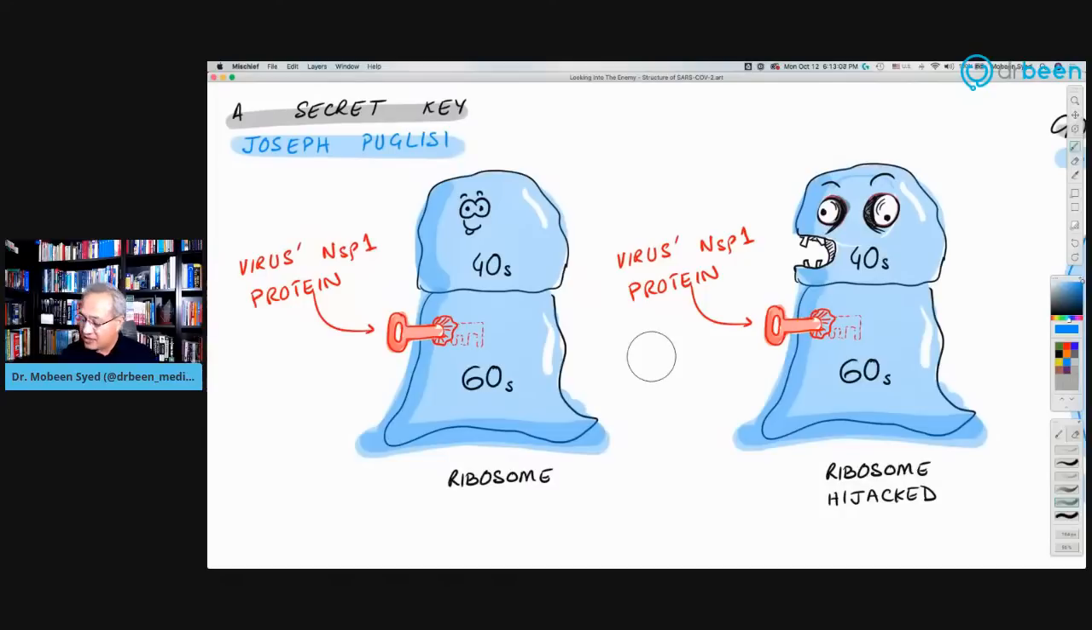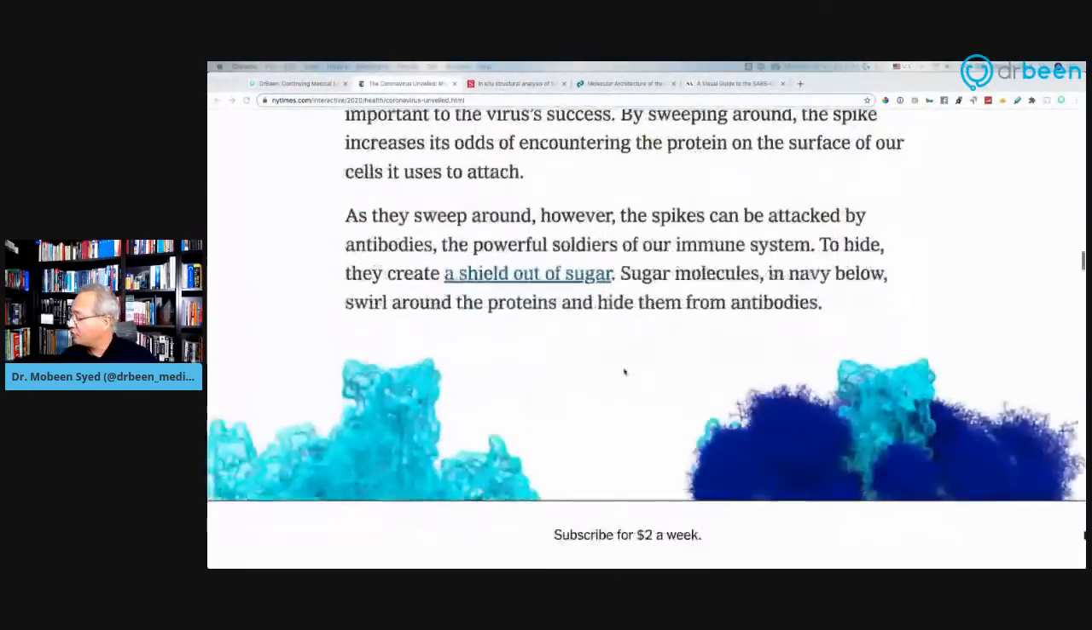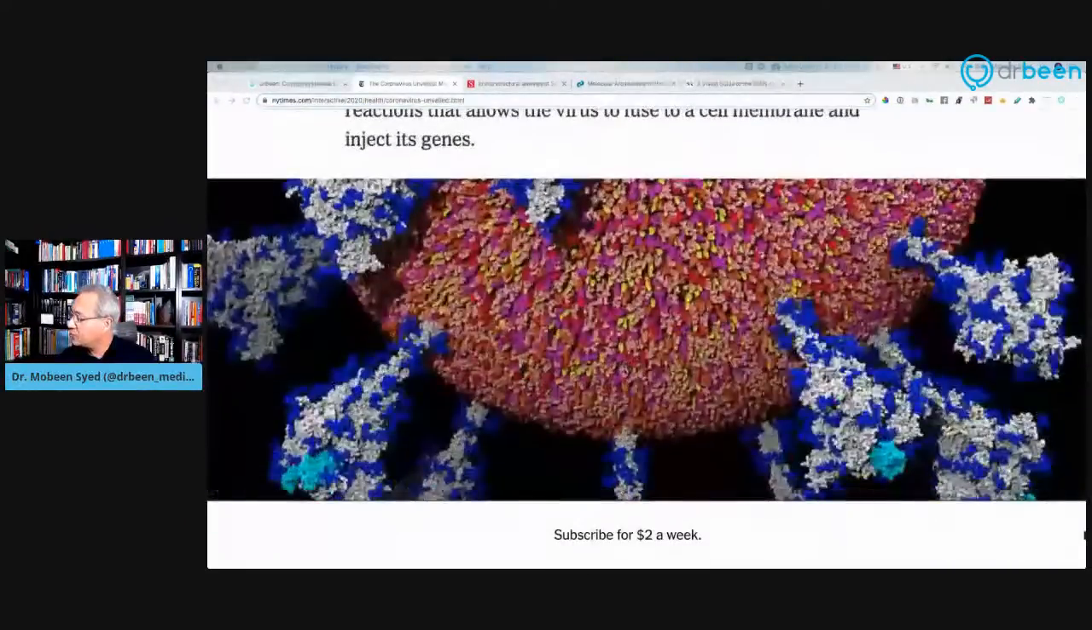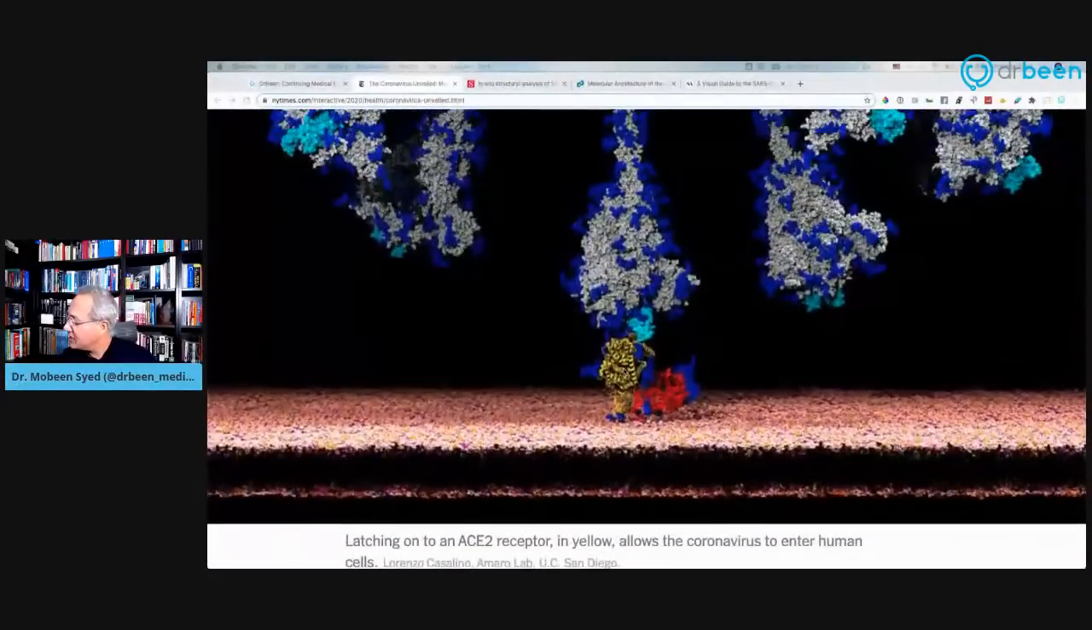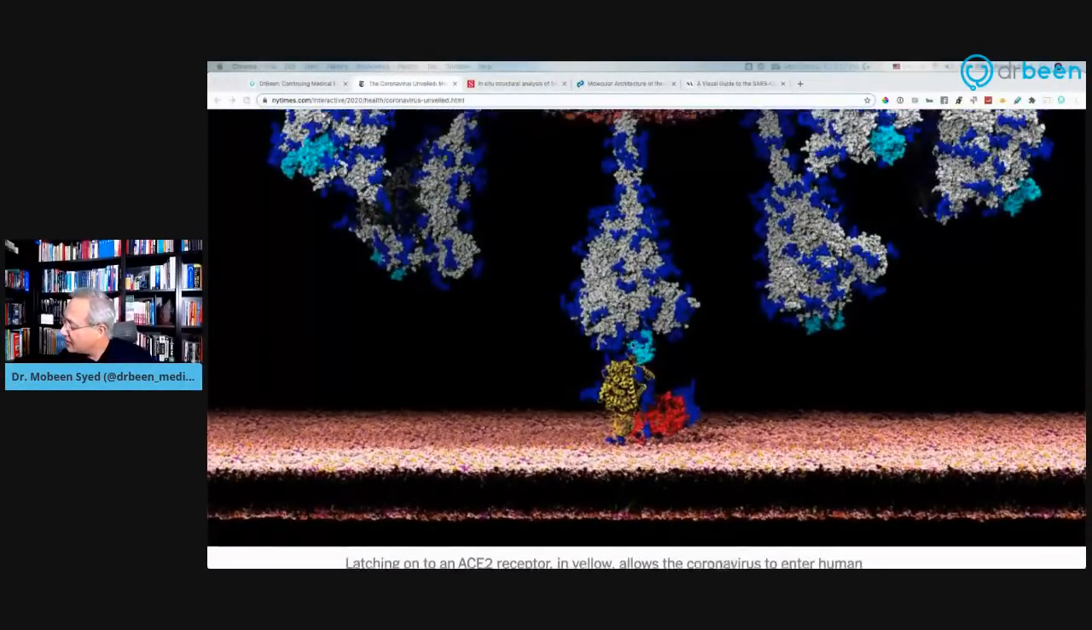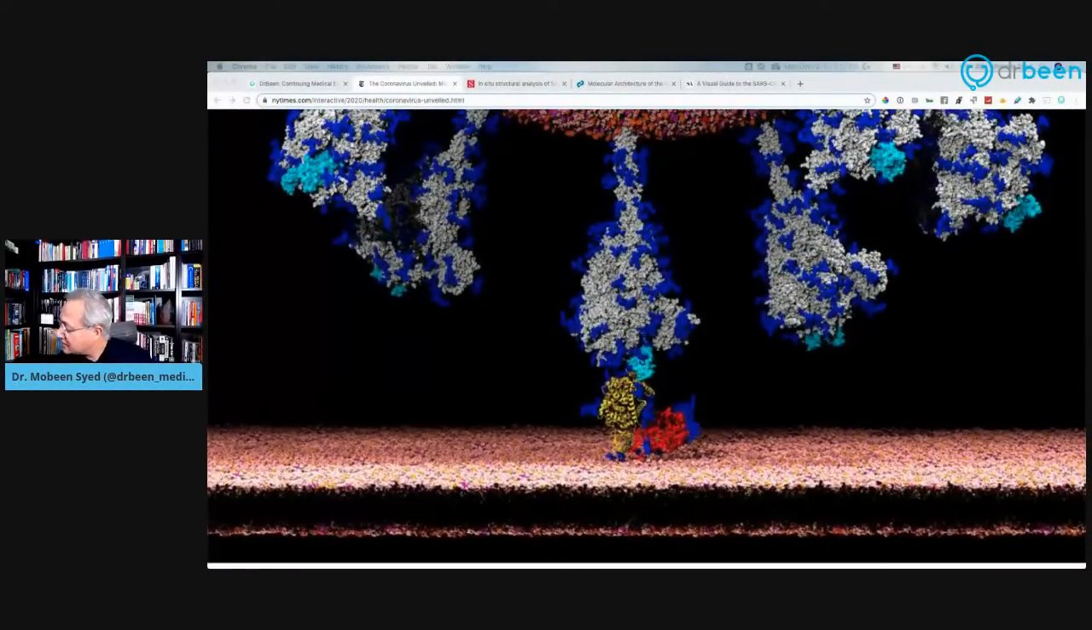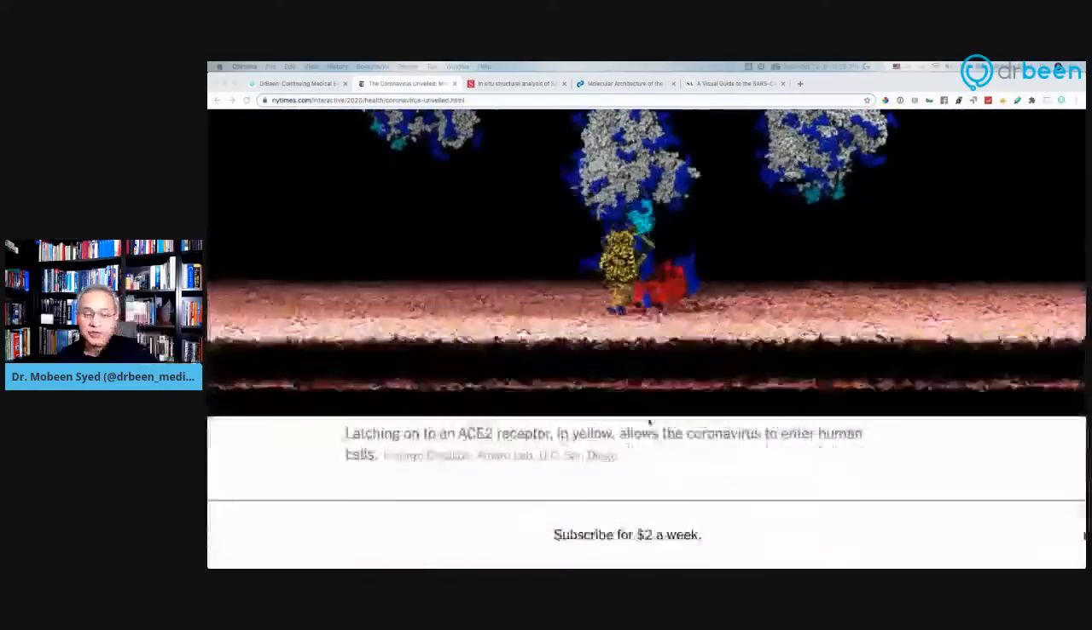Then another researcher, Joseph Puglisi, did one more part. So if you continue here, you would see the next work by Joseph. Do you see here? Look at this part. In here, you can see this little light blue thing is that hook on the spike protein that is bound to this ACE2 enzyme down here.